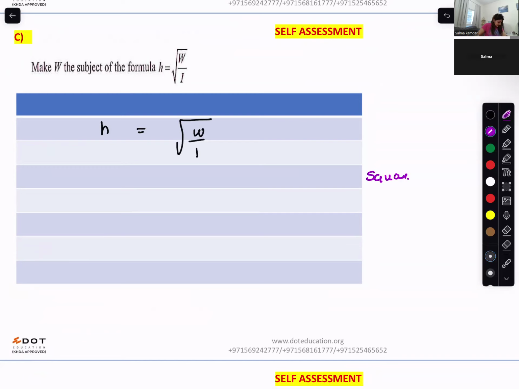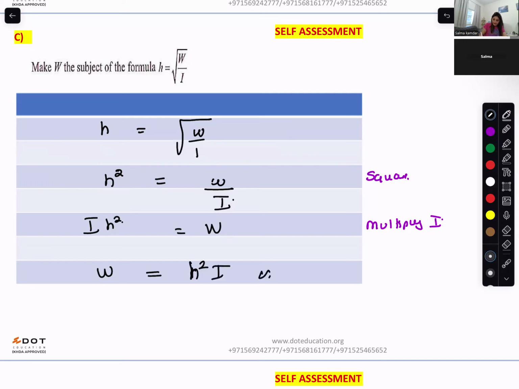First you will square both the sides. So this will become h square is equal to w by I. Then what you will do? You will multiply both the sides by I. After multiplying both the sides by I, what you get is I h square is equal to W. W is the subject, so W will come on the left hand side. So W is equal to h square I or I h square.